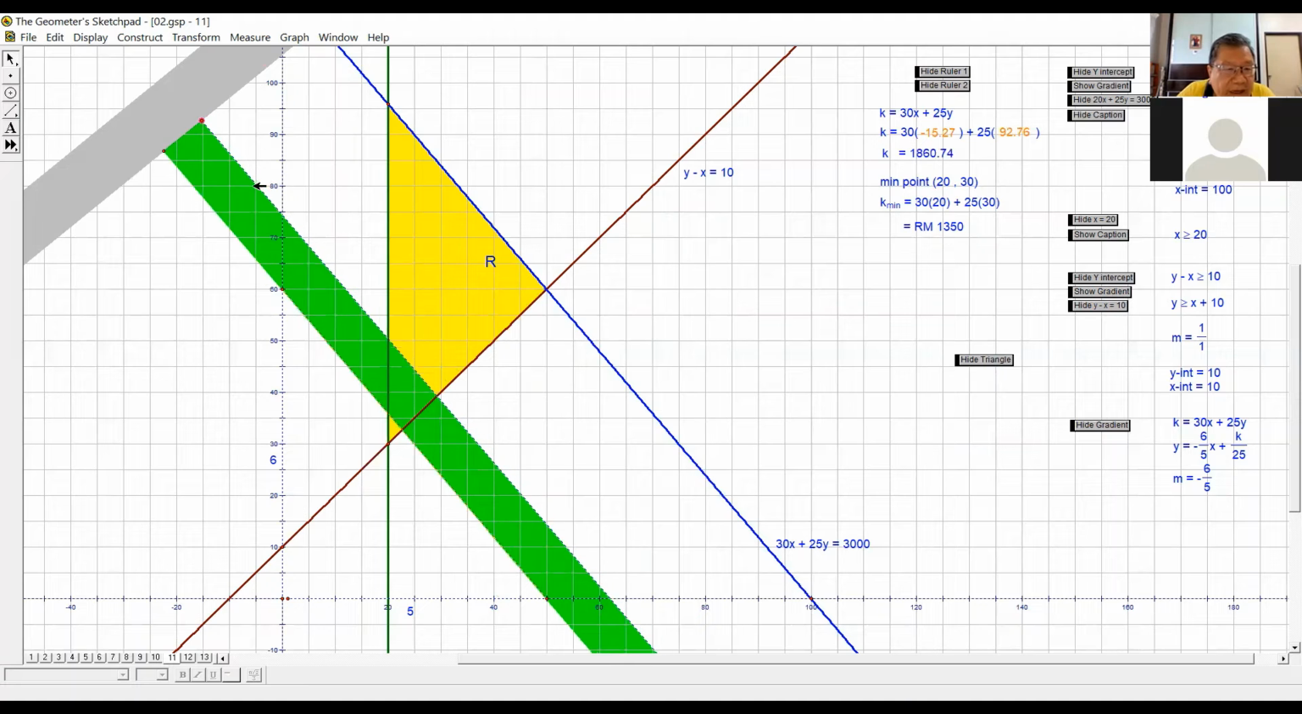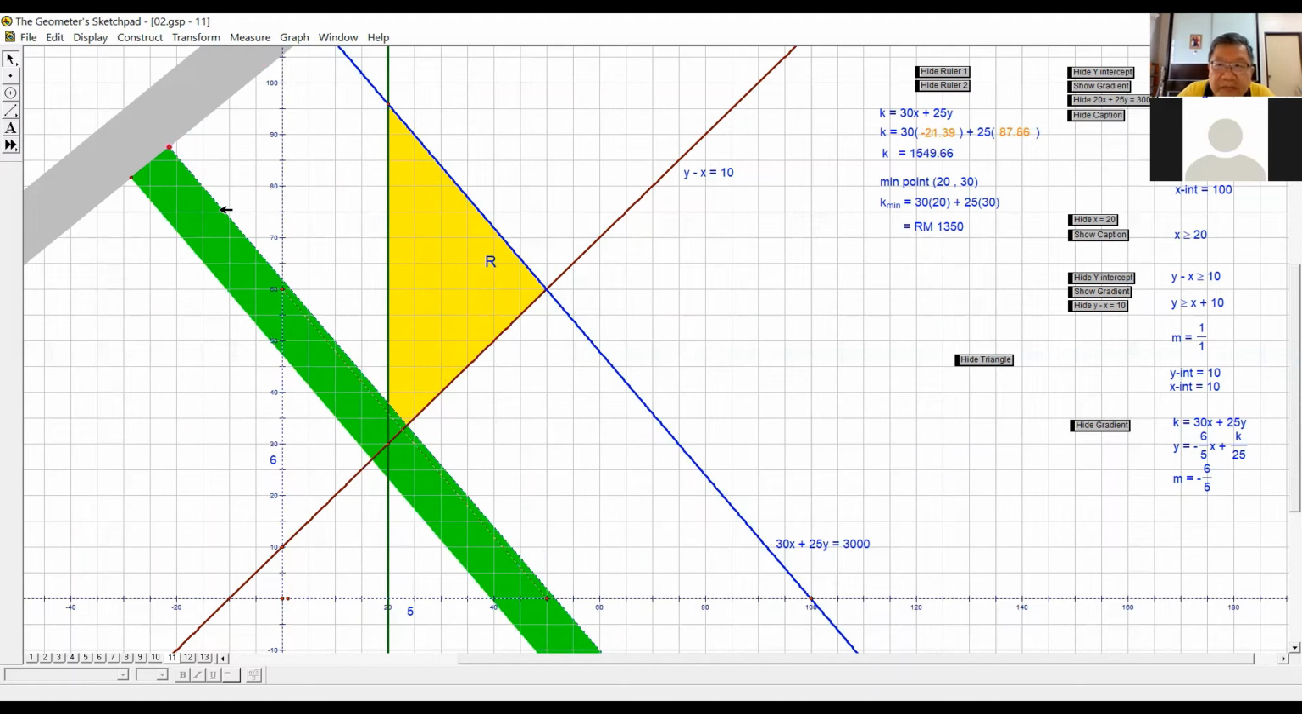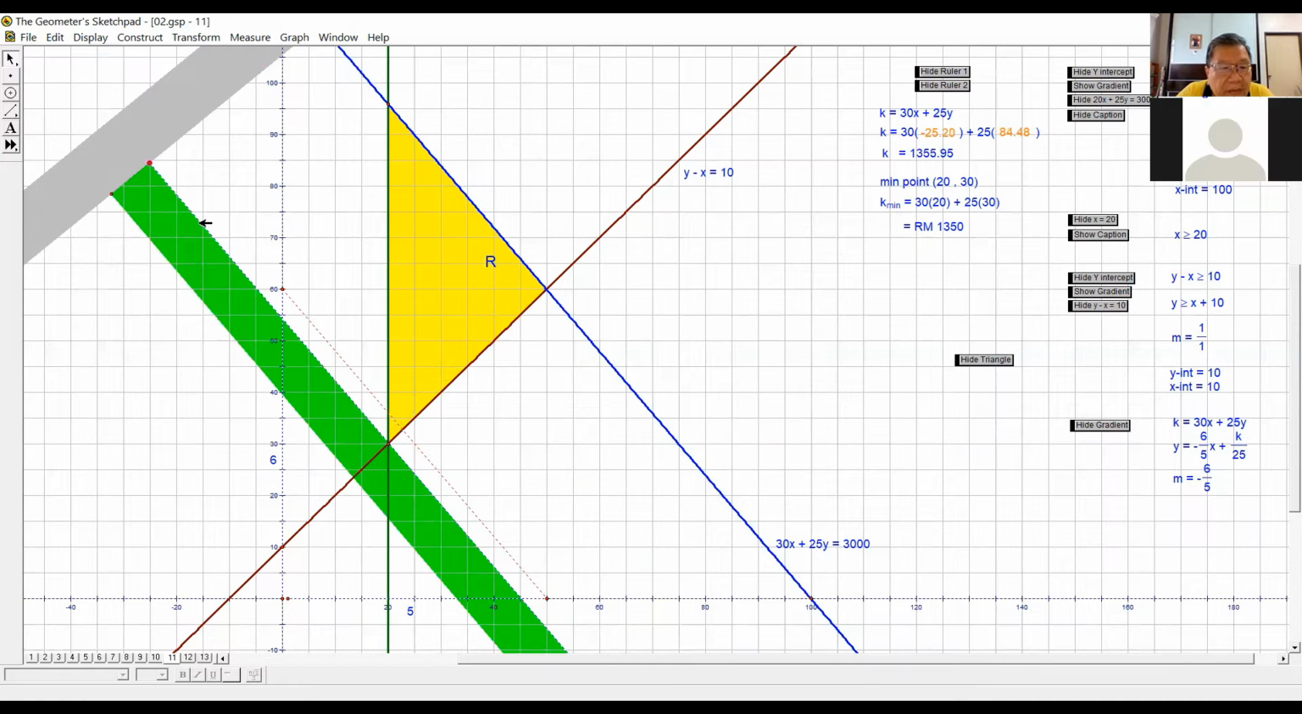And which one is the last point? This is the last point in the region. This point is 20, 30. So the minimum point is 20, 30. Right? So I take this value, 20, 30, and substitute it into the function. And I get the minimum cost is 1,350. Any questions so far?